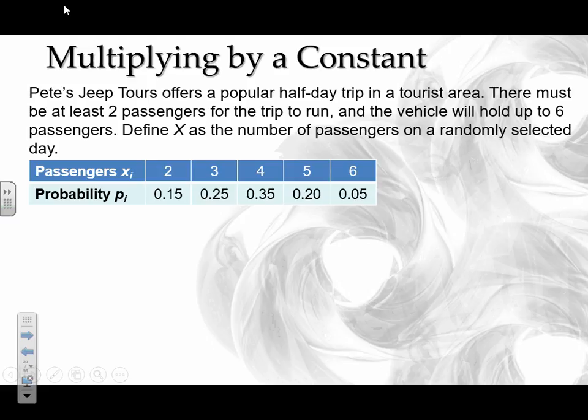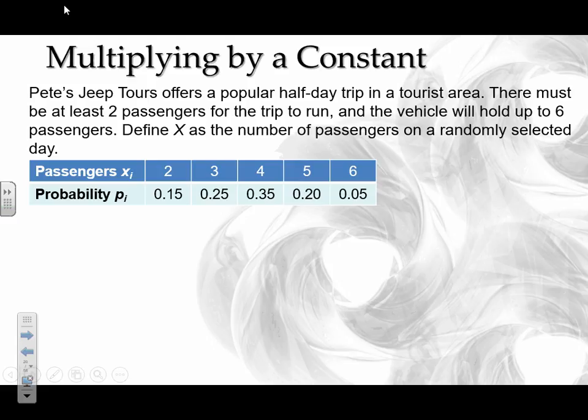So, Pete's Jeep Tours offers a popular half-day trip in a tourist area. There must be at least 2 passengers for the trip to run, and the vehicle will hold up to 6 passengers. We're going to let our random variable be x, and it's defined as the number of passengers on a randomly selected day. So what we have here is our probability distribution.